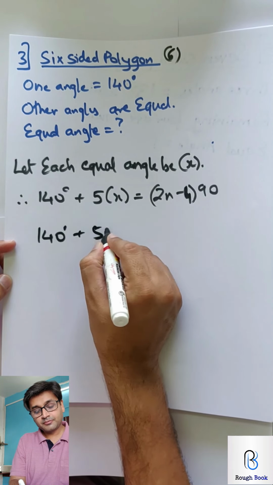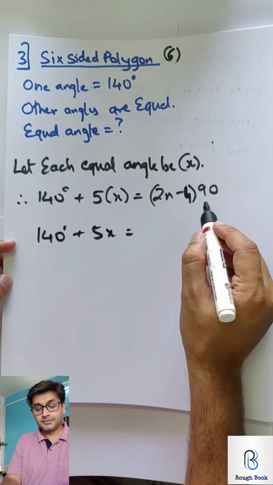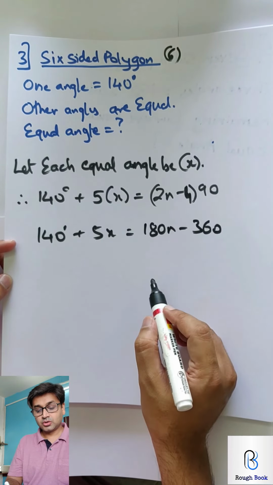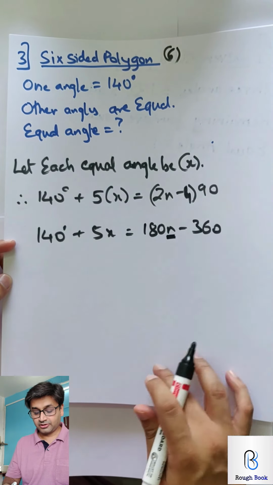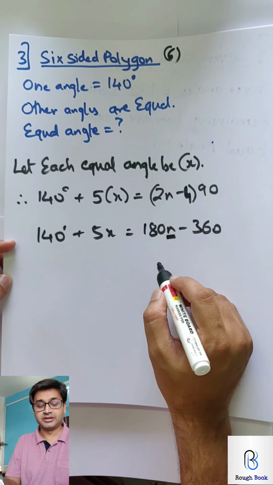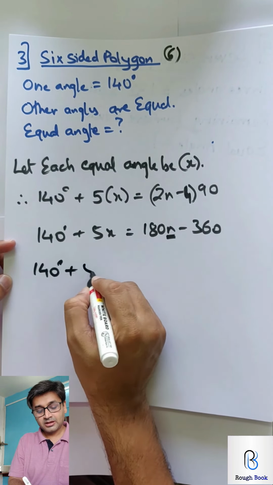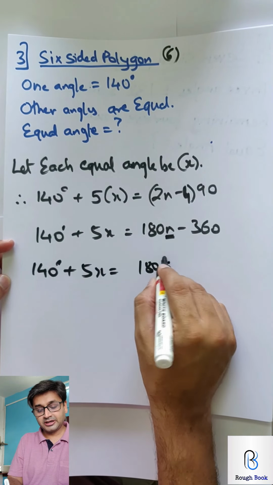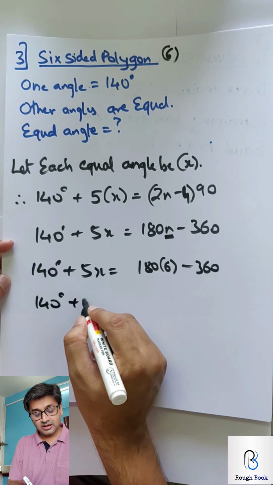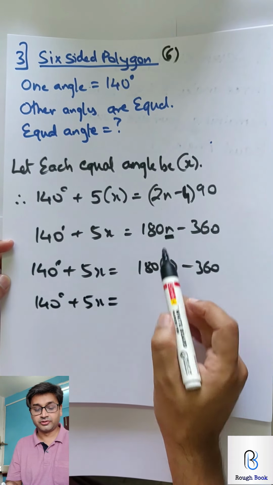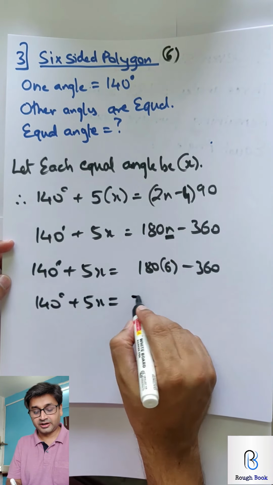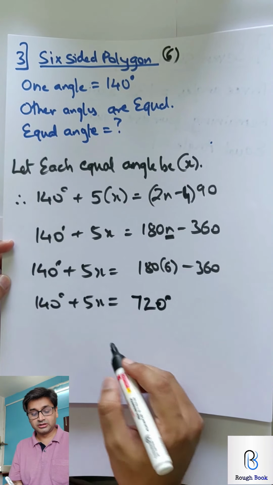So 140 plus 5x. Here I will get 180n minus 360. So I can substitute n over here because the number of sides is 6. So we should have substituted it here only. Our life would have been easier. So 140 plus 5x equals 180 into 6 minus 360. Now we've actually increased our number of steps because I did not substitute 6 over here. Had I substituted 6, 6 2s are 12 minus 4, 8, 8 into 90, 720, straight away I would have got it, instead of doing all this.